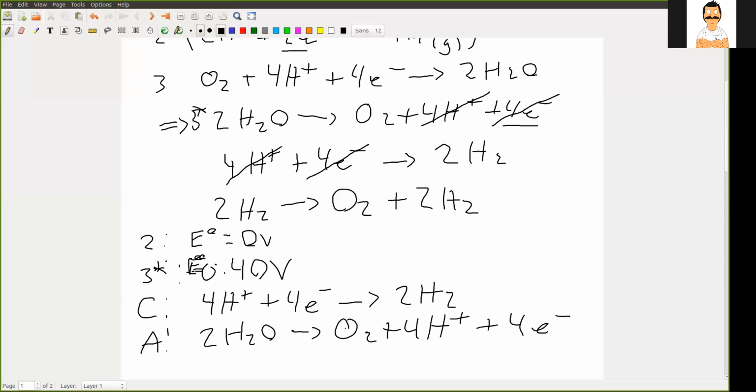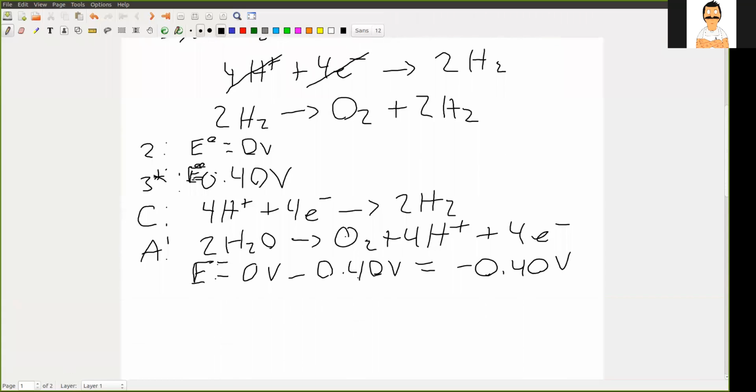So it's very different just based on which reaction is occurring at the cathode and which reaction is occurring at the anode. It's the opposite of what you would expect for a regular spontaneous reaction. So that shows this to be non-spontaneous. And in fact, if you do cathode minus anode, we would have 0 volts minus 0.4 volts. So this would be negative 0.40 volts.